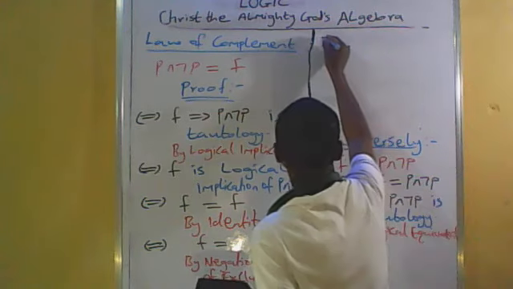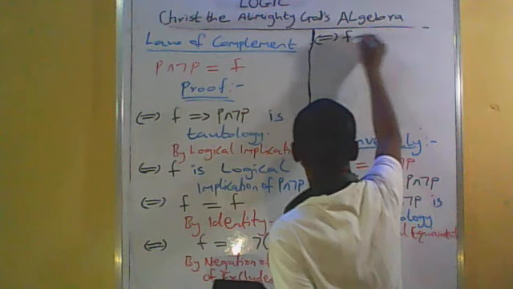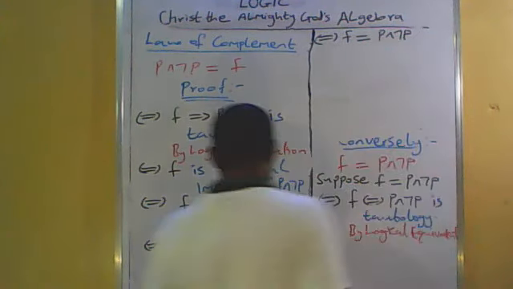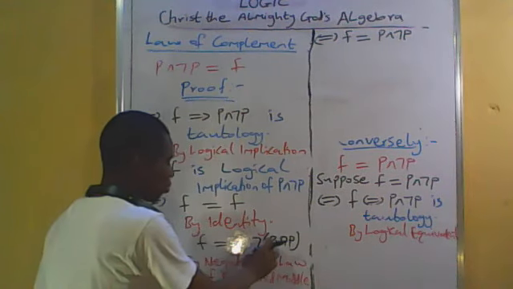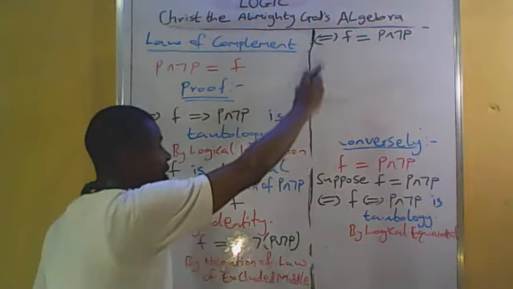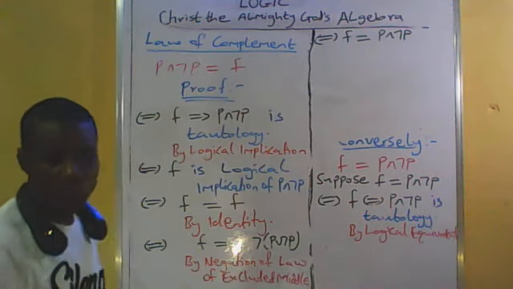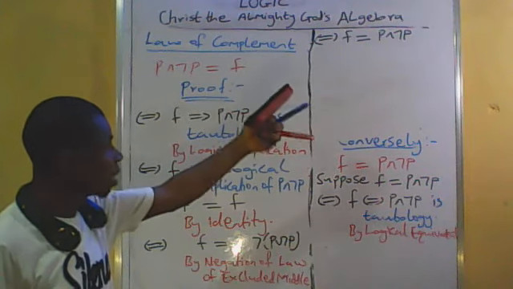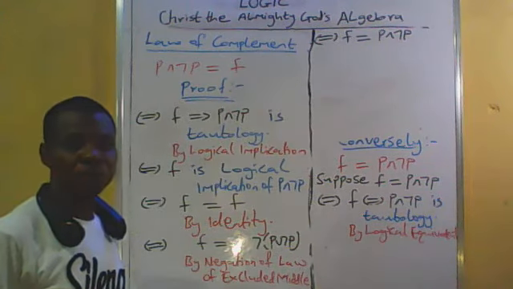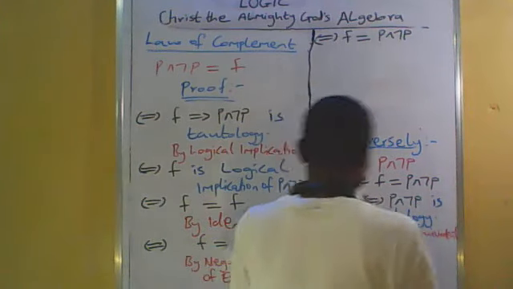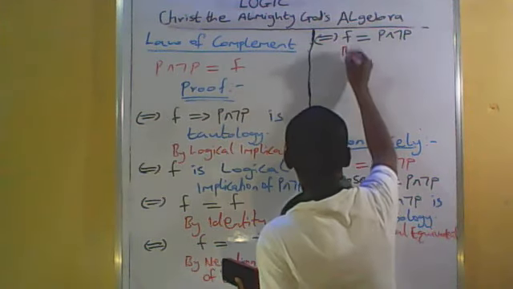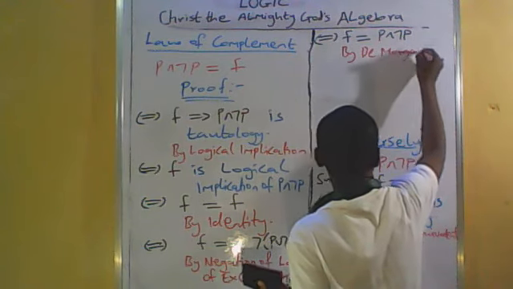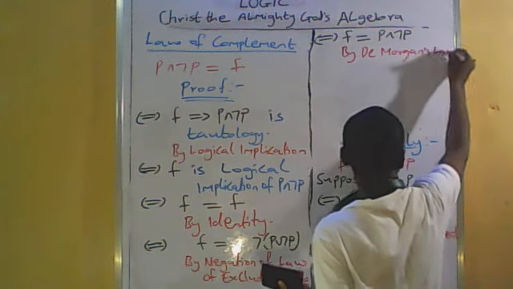So if and only if F is equal to P and not P. Not bracket P or not P is equal to P and not P, being justified by De Morgan's law.